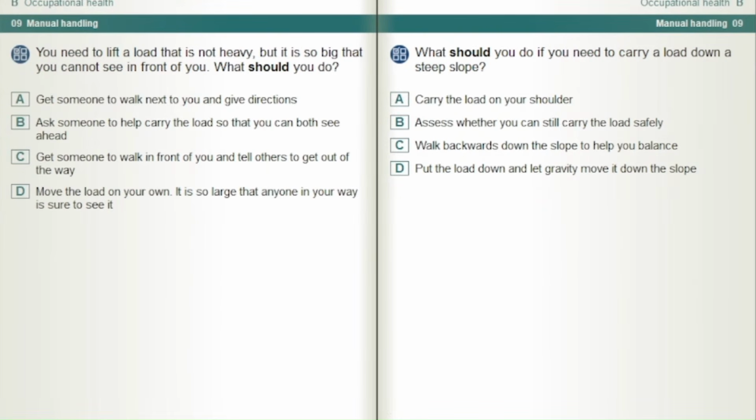You need to lift a load that is not heavy, but it is so big that you cannot see in front of you. What should you do? Get someone to walk next to you and give directions. Ask someone to help carry the load so that you can both see ahead. Get someone to walk in front of you and tell others to get out of the way. Move the load on your own. It is so large that anyone in your way is sure to see it.